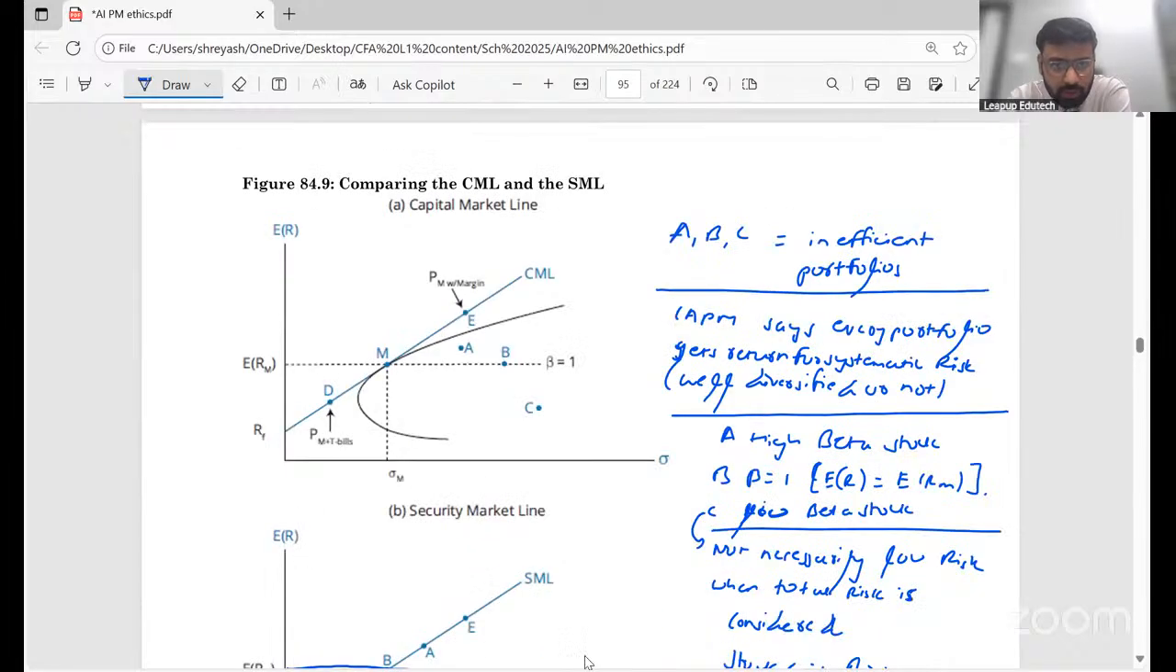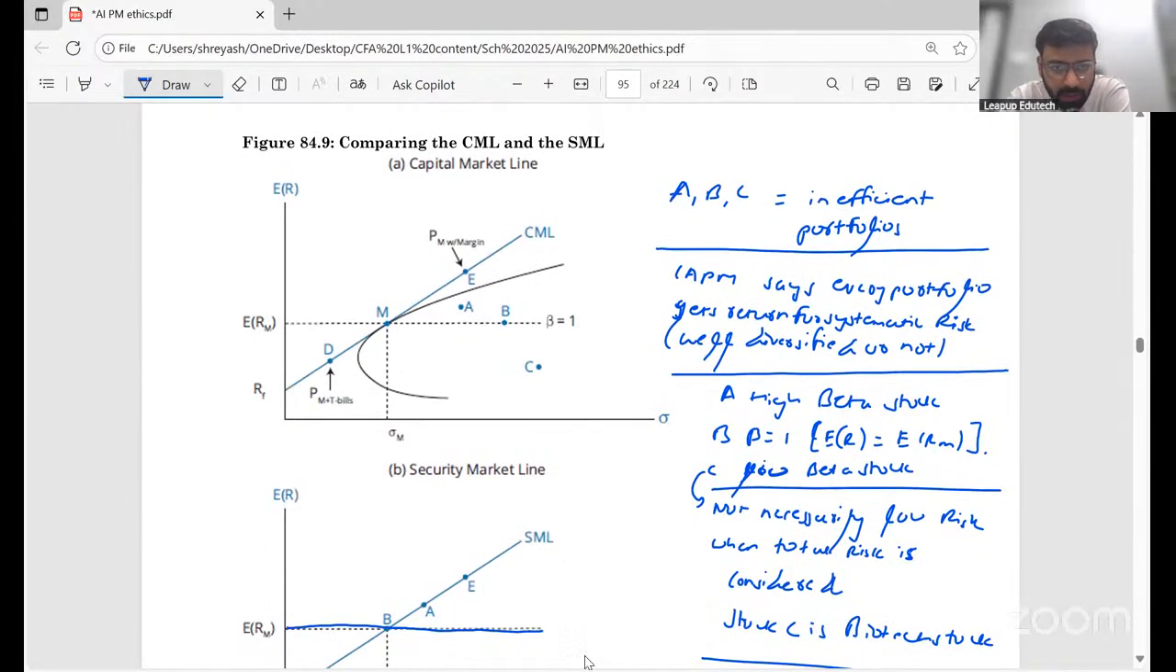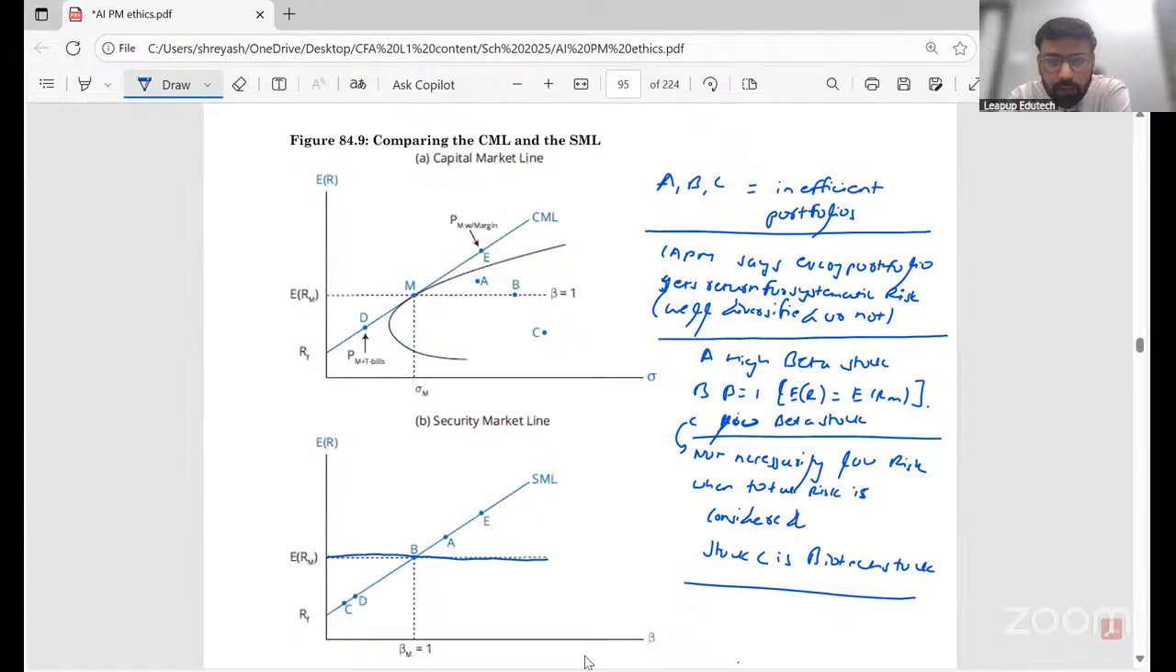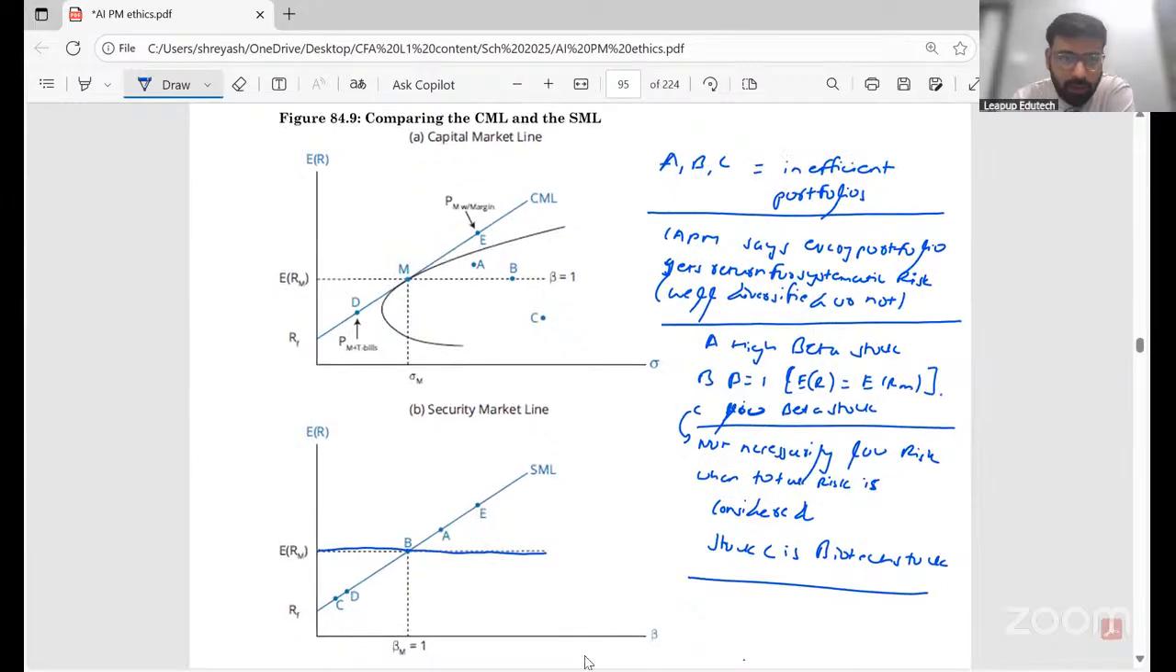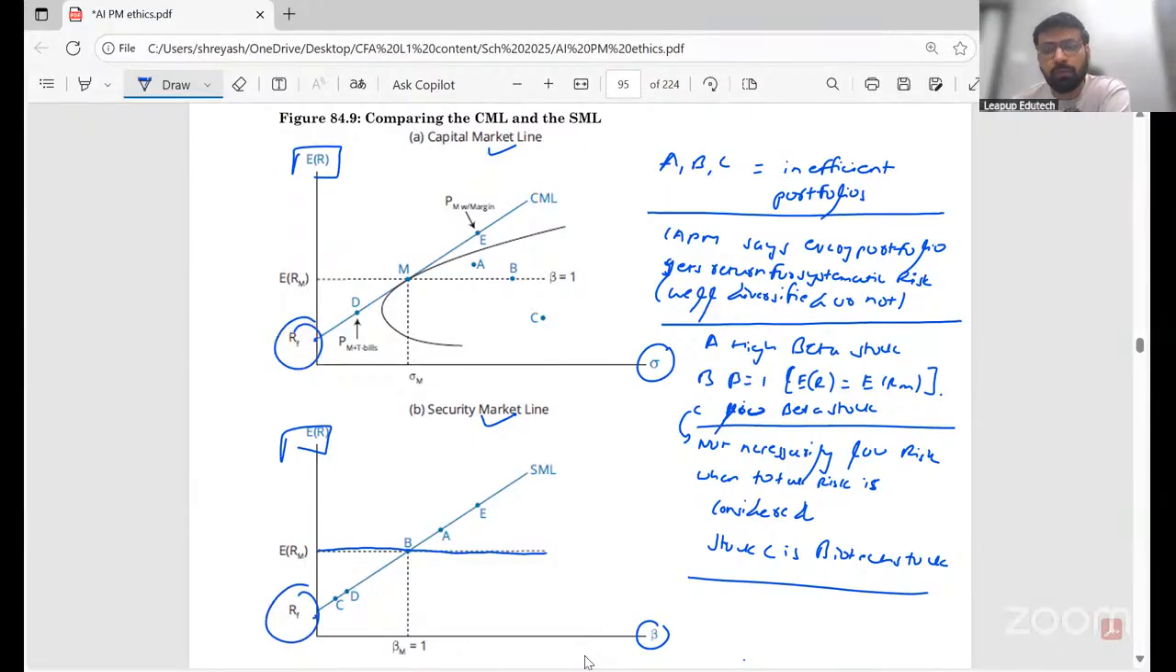And you can see right here, CML is plotted and SML is plotted. In CML, total risk is used. In SML, systematic risk is used. Everything else remains the same. Y-axis is expected return. A risk-free asset at this point. This is the market portfolio where beta is equal to 1, and this is the market portfolio where the standard deviation of the market portfolio is right here. Same thing. This is also the one that is tangent to the efficient frontier.